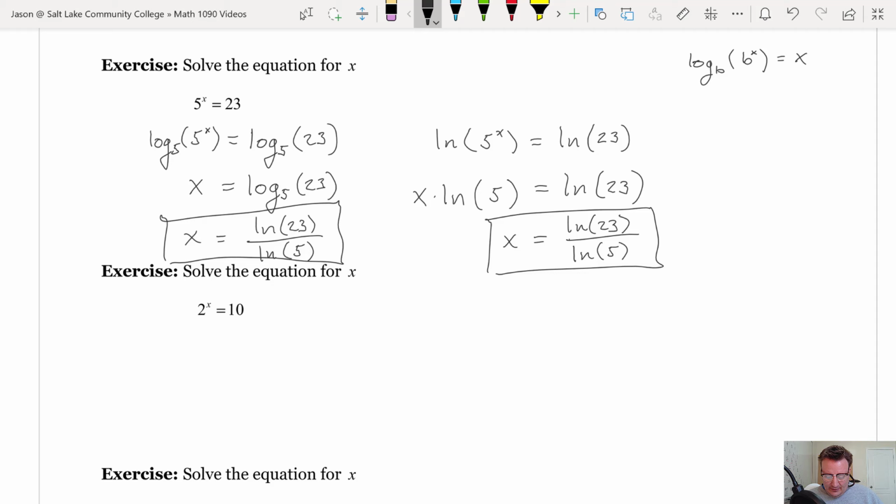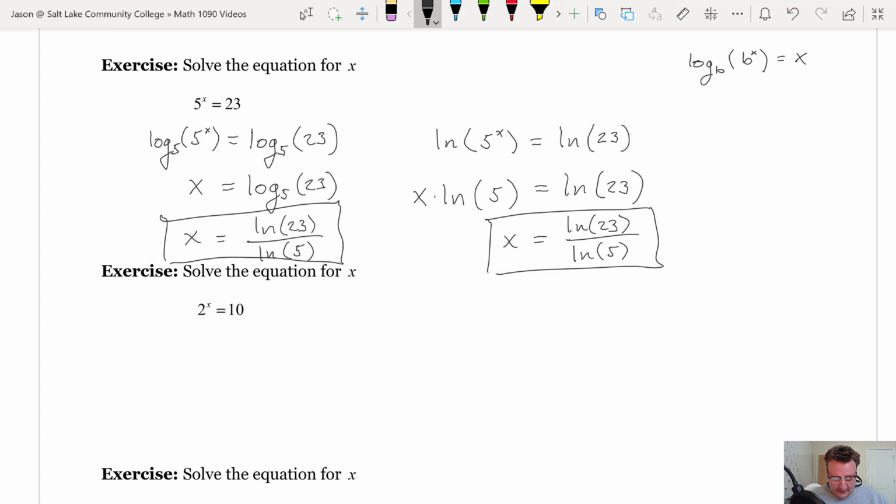Okay, so the point is that the choice of base is not important. The best advice I can give is just use the base that's most convenient for you. Okay.